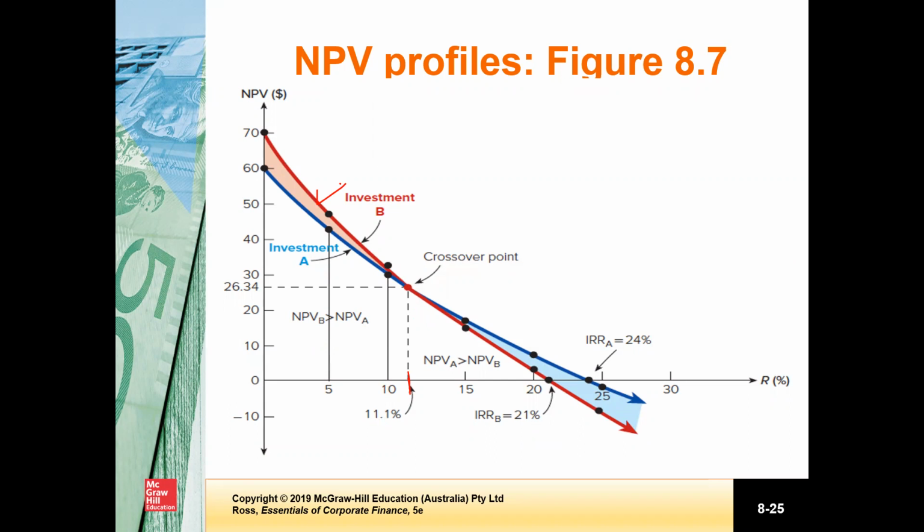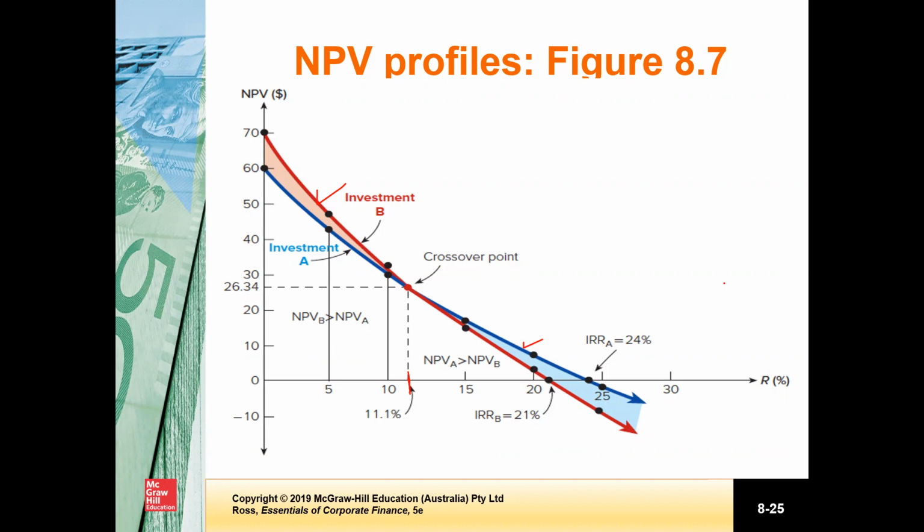However, you see that A's IRR is higher, right? A's IRR is higher than B's. Okay, so at any rate greater than 11.1%, investment A has a greater NPV. You can see it here.